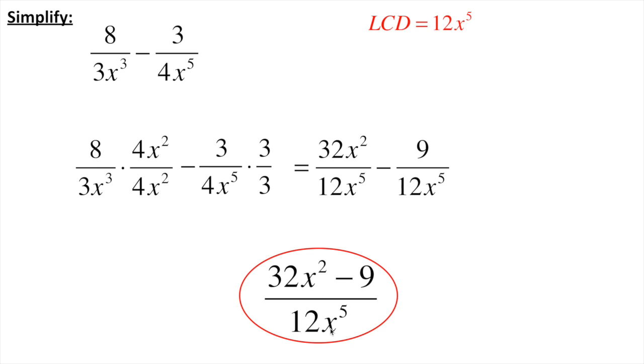Now I cannot reduce these two here, even though I've got x's on top and bottom. This subtraction sign here prohibits me from doing that. If I had an x over here as well, then we could reduce, but I don't. So this is your final answer on this one.